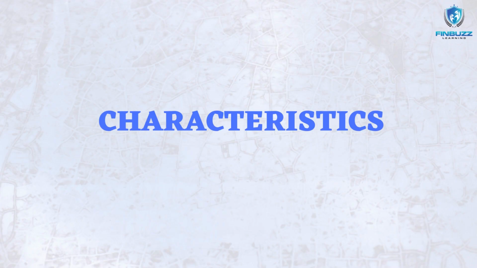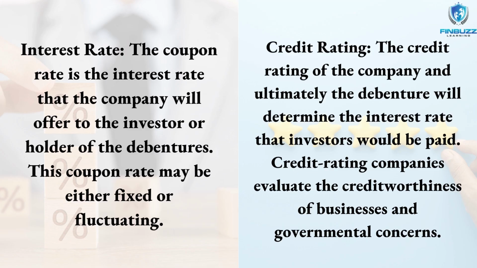Now, let's discuss the characteristics of debentures. The first one is interest rate. The interest rate that the corporation will pay the investors or holders of debentures is known as the coupon rate. It is possible for this coupon rate to be fixed or floating. A floating rate may be connected to a benchmark such as the yield on a 10-year treasury bond and will fluctuate in response to changes in the benchmark.